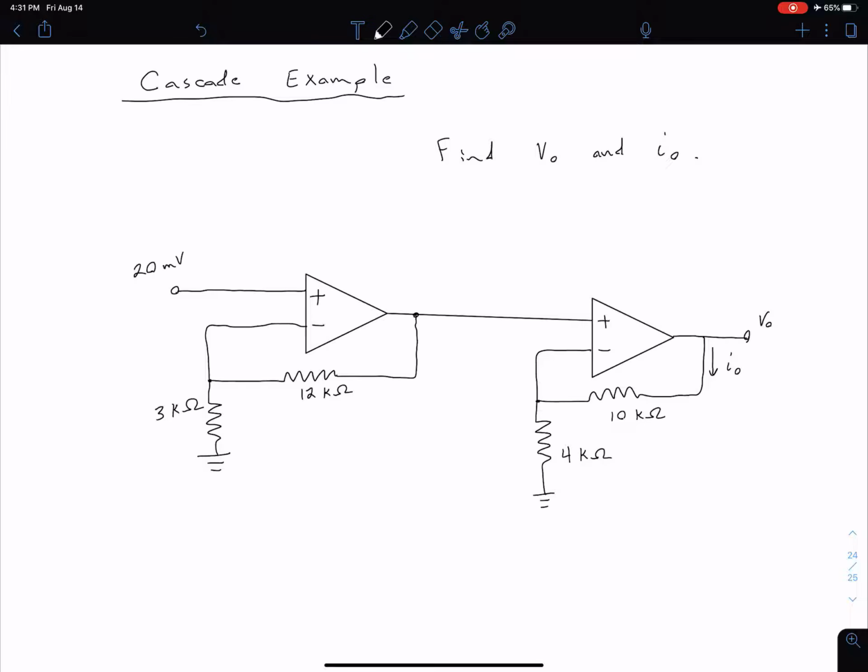So let's look at an example here of a cascade op-amp circuit. Right off the bat we notice we have two operational amplifiers, one on the left, one on the right. We see that the output from the left amplifier circuit is part of the input to the right amplifier circuit. So with that in mind, we can see that we're dealing with a cascade configuration. And so we can actually go ahead and break this into two separate parts.